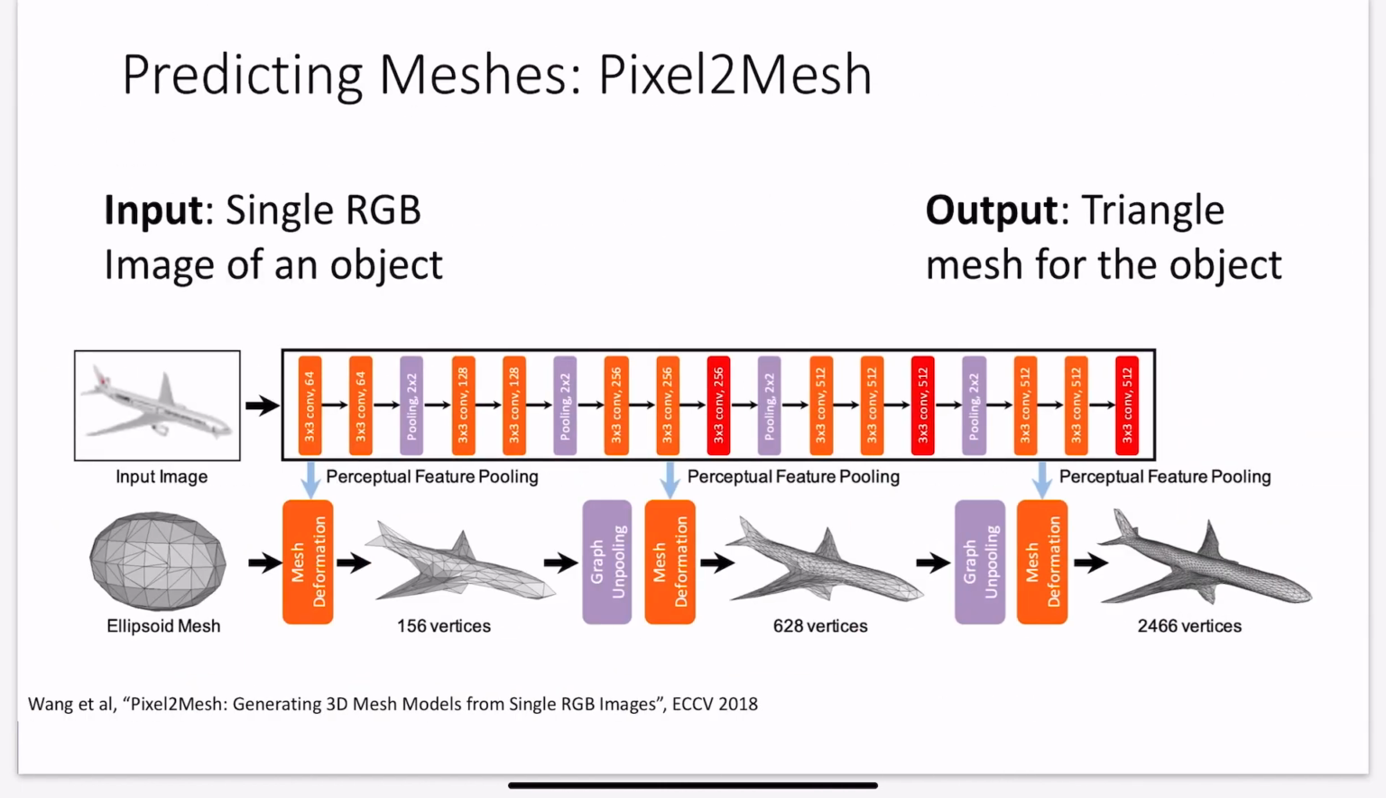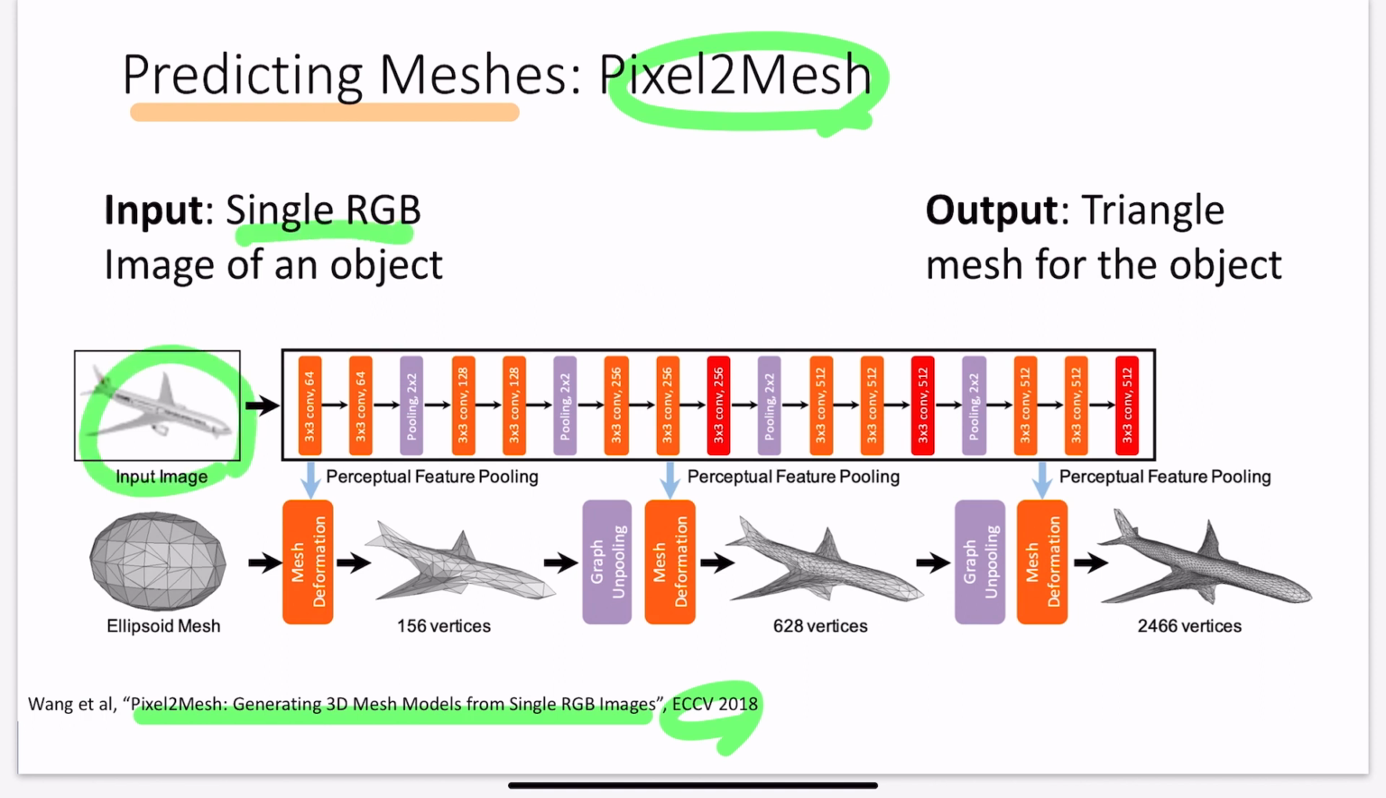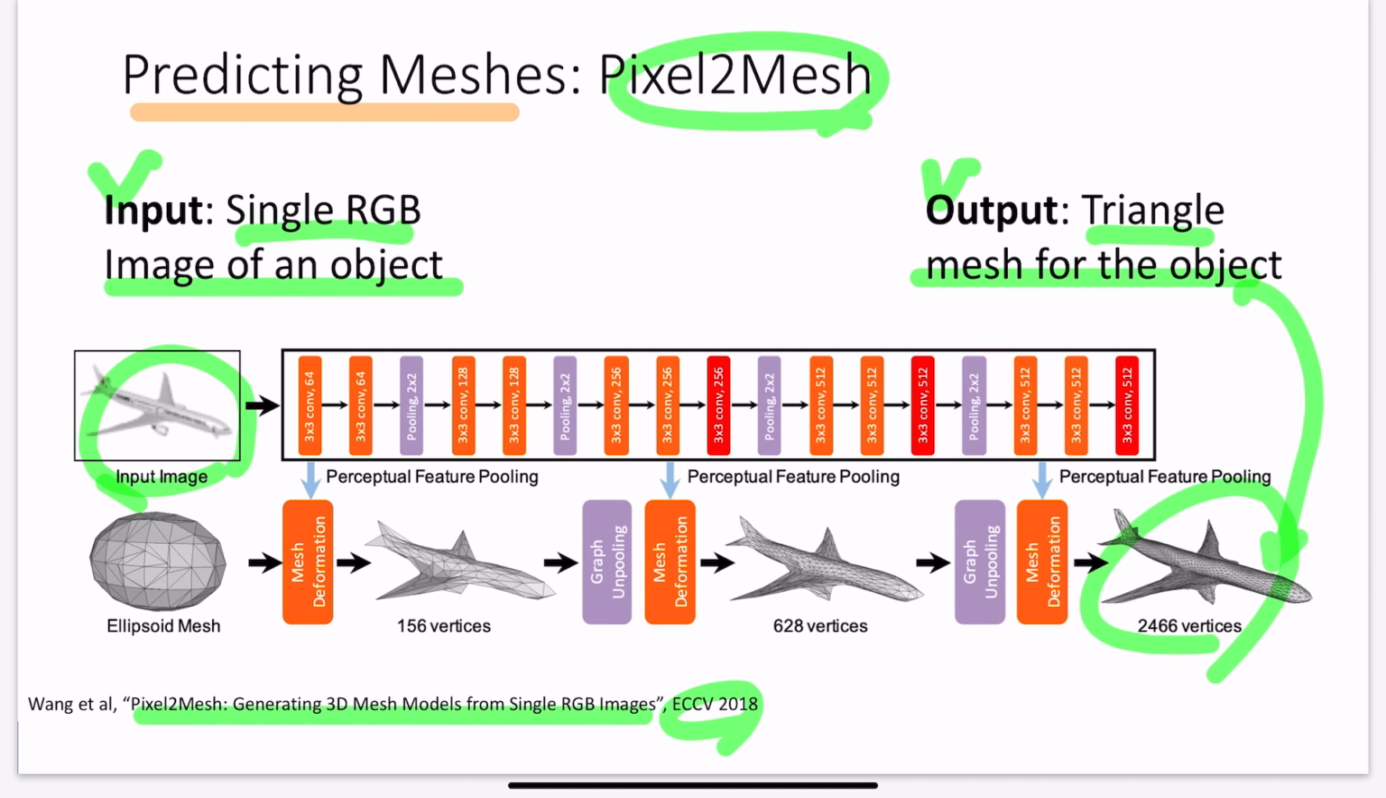So how can you predict the meshes? The first paper we want to review today is Pixel2Mesh: Generating 3D Mesh Models from Single RGB Images, in ECCV 2018. The setting is like this. The input of this model is a single RGB image of the object, just a single 2D image. Then the output is going to be a triangle mesh for the object. This is very similar to monocular depth estimation, but compared to depth estimation, it's going to be a full 3D representation.